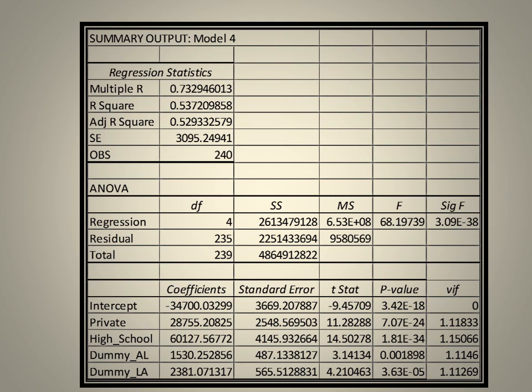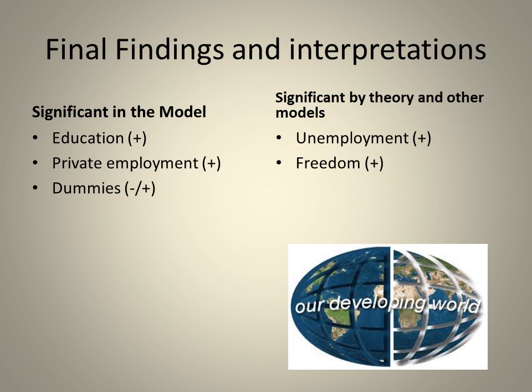As you can see, as private employment increases by 1%, this is going to raise GDP per capita by $28,000. As 1% of the population gets a high school degree or more, that's going to increase GDP per capita by $60,000. And being from Alabama and Louisiana, it's going to increase your GDP per capita also. So you can see my final findings.